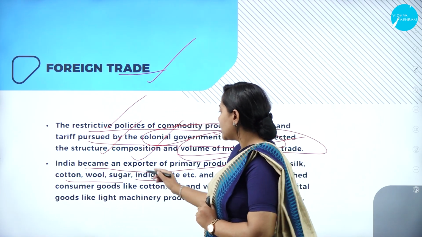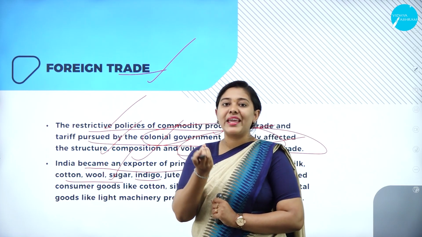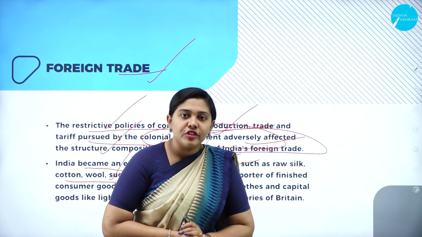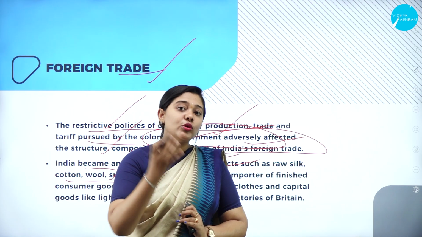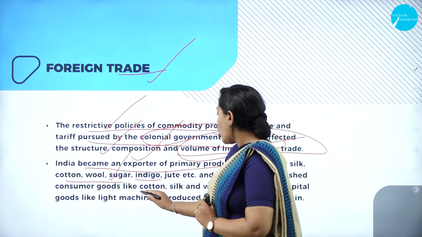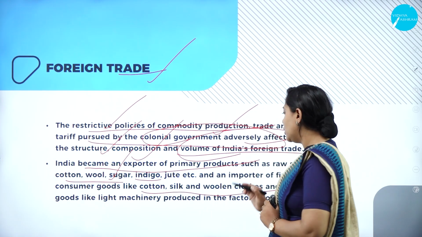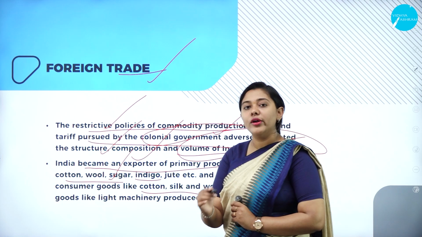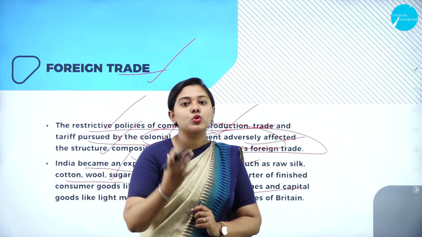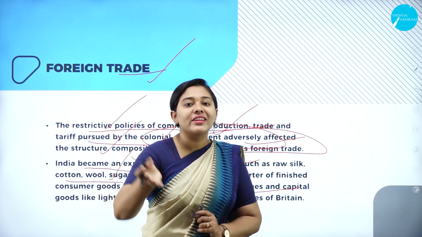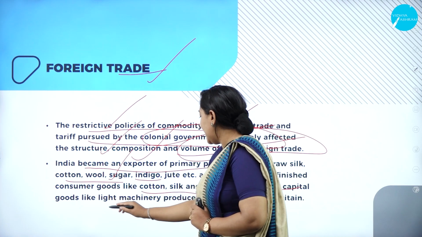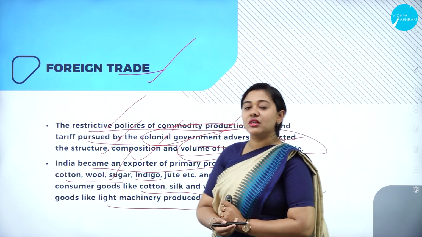So we were exporting the raw materials, the basic materials which were used in other countries for finished goods. Then we used to import the finished goods such as cotton, silk and woolen clothes, and the capital goods. What do you all mean by capital goods? It is nothing but the machines which were used to produce a commodity, that is called capital goods. Like light machinery produced in the factories.